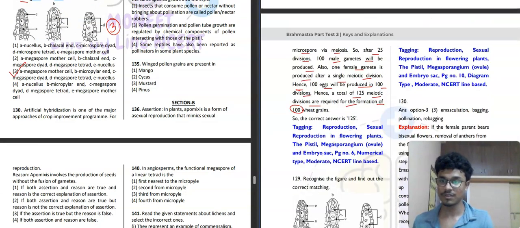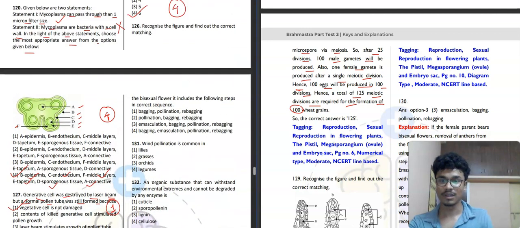Okay, so artificial hybridization is one of the major approaches of crop improvement program for the bisexual flower. It includes the following steps in the correct sequence. The correct sequence is: first is emasculation, then bagging, then pollination, then rebagging.